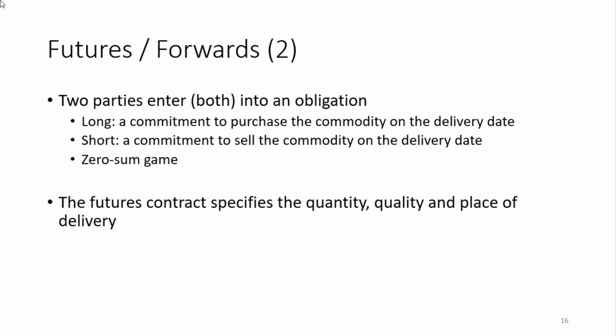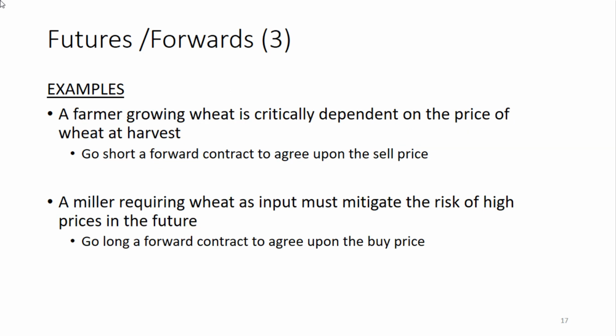So what the futures contract and the forward contract does, it specifies the exact quantity, the quality of the commodity, the place of delivery, the term, and so on of the contract. So it's an extensive contract to make that clear. So let me give you an example why futures and forward contracts may be interesting.